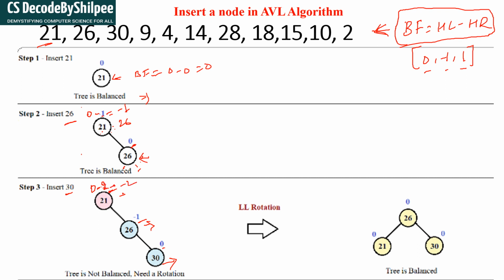Now check the balance factor of each and every node. 30 has balance factor 0, which is in the range. Yes. 26 has balance factor 1, and 1 is in the range. Yes. But what about 21? The balance factor of 21 does not come in this range, so this tree is not balanced. Then we perform the rotation and see what type of rotation it is.